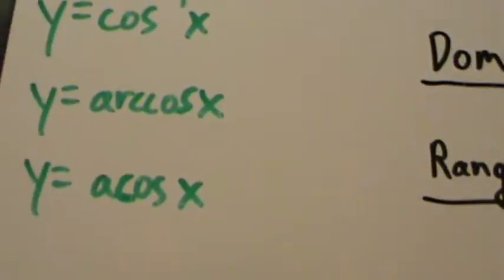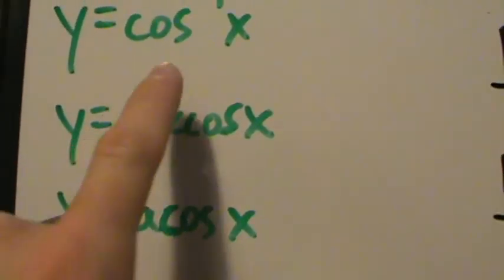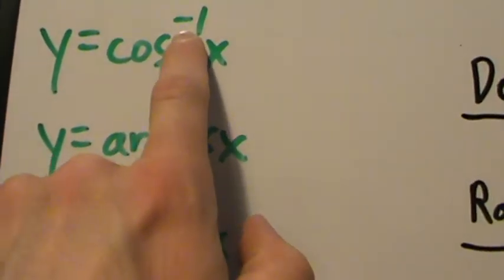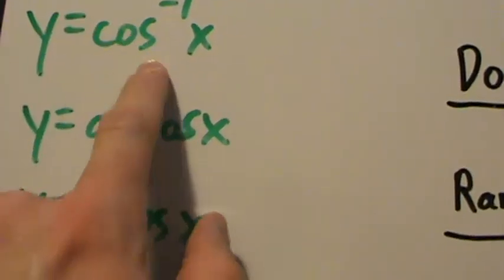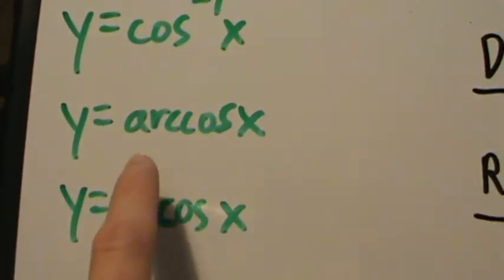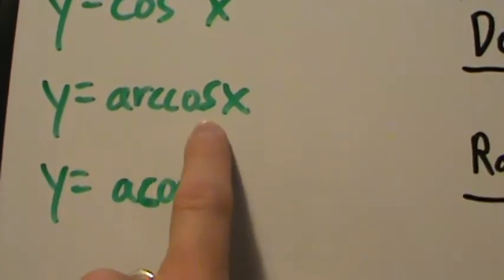Some notation: y equals cosine to the -1 exponent up there, so cosine inverse of x, or inverse cosine of x. Same thing as saying y equals arccos of x, arc cosine.